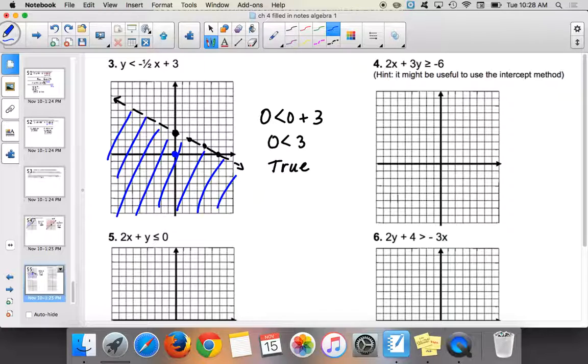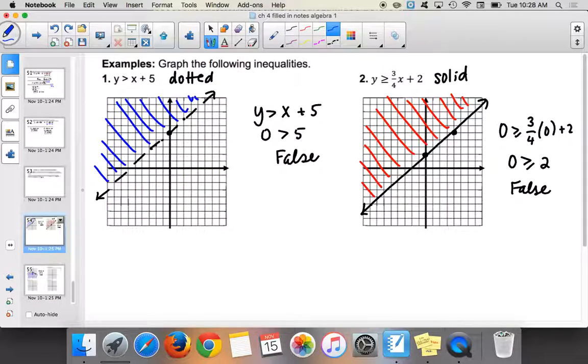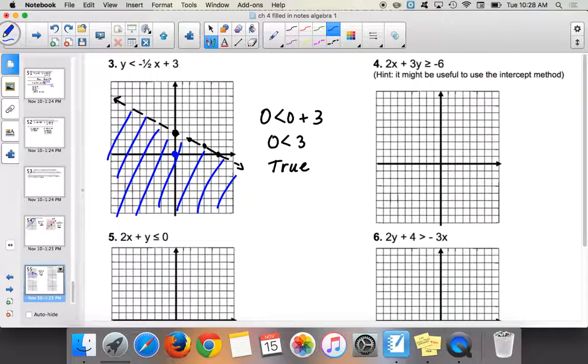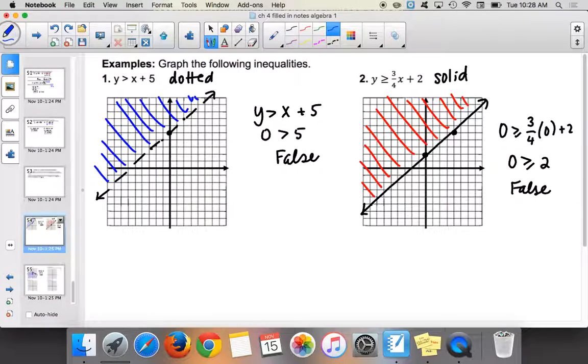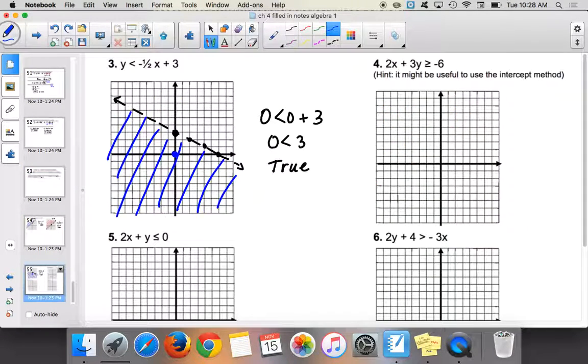Make sense? Now, if you have it in the form y equals mx plus b, you actually don't even need to check a point. Okay, so let's look at those 3 examples we just did. The first one was y is greater than x plus 5, and we shaded above. The next one was y is greater than or equal to 3/4 x plus 2, and we shaded above. And this one was y less than, we shaded below. So if it says greater than, we shade above. If it says less than, we shade below. Do you guys understand what we're saying?